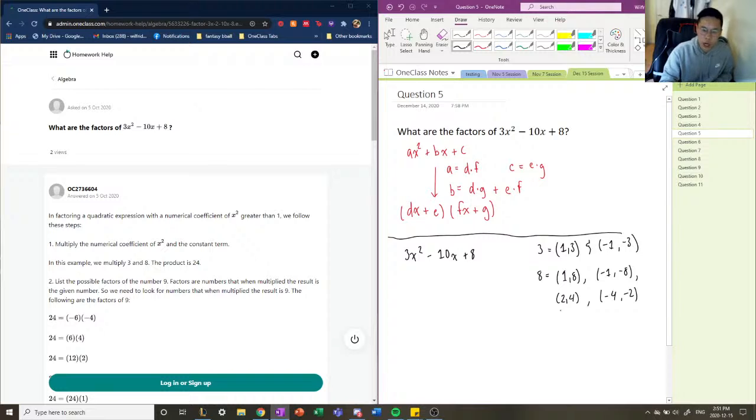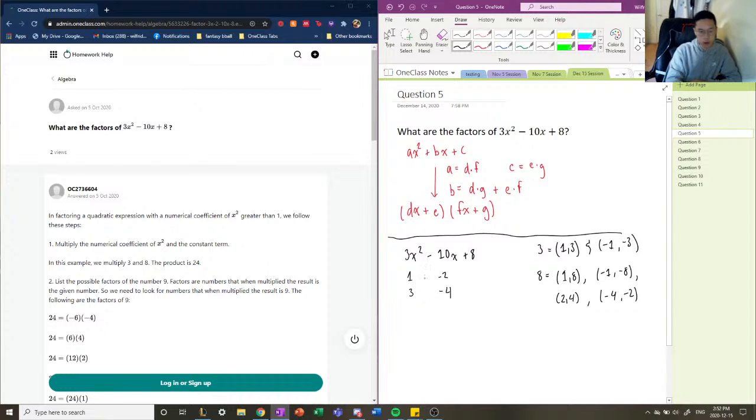All right, so we need to choose a pair of factors from here and a pair of factors from here, such that b will equal the sum of this formula here. So this is basically trial and error at this point. Let's pick the factors of, let's say, 1 and 3. And for 8, why don't we pick the factors of negative 2 and negative 4, like this.